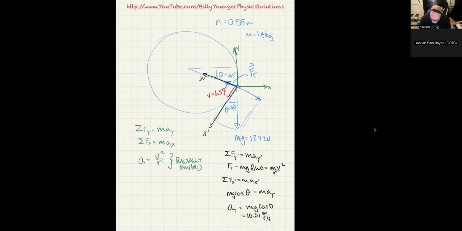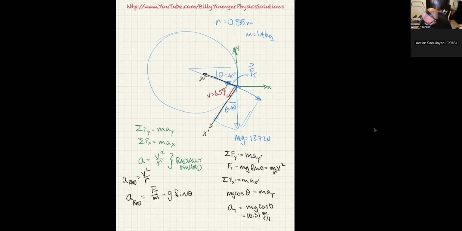So you just have to solve for F_T, then subtract from that mg sine theta, and then divide by m, and that'll get you the radial acceleration. That's going to be F_T over m minus g sine theta. What you have to do first is put in the v squared over r, but you could also just say a radial is equal to v squared over r. That should work as well.